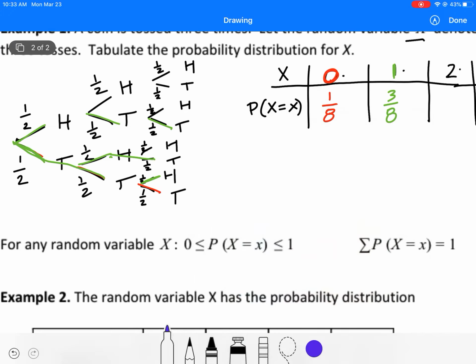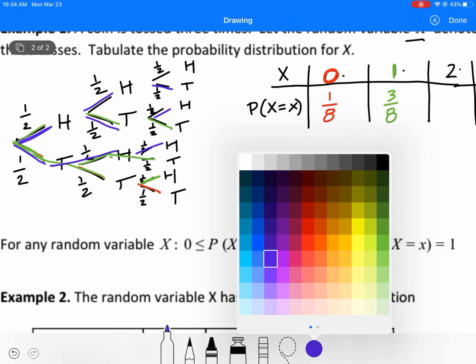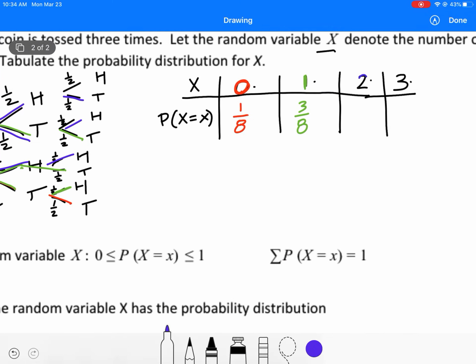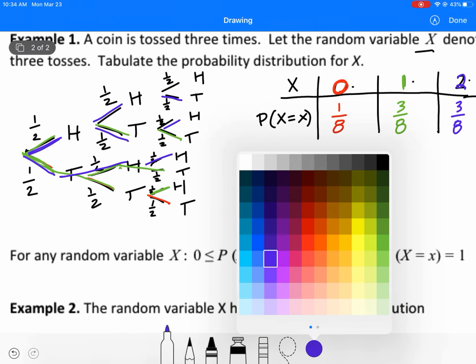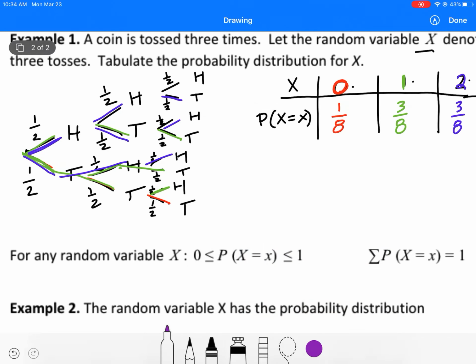Then for 2 heads, I'm going to do the same thing. I have another 3 pathways. We'll start here on my last 2, so I could go tail, head, head. And then the other two come from my other pathway, so I could go head, tail, head, or head, head, tail. Same thing as my option for one head: 1/2 times 1/2 times 1/2 times 3 pathways, so 3/8.